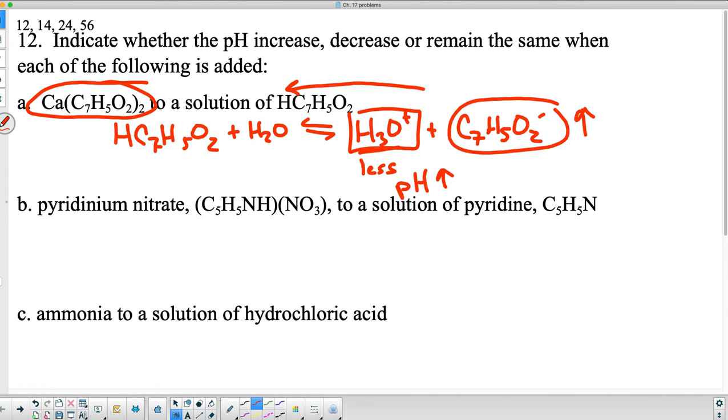All right, so let's see if we can do another one of these and take a look. Now here, what are we looking at? B is very similar. This one works kind of like a base though. So if I got this to the solution of pyridine, what's going to happen is I'm adding this to water. This is the solution that I'm starting with.